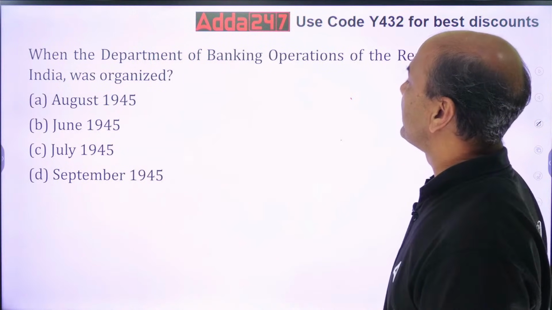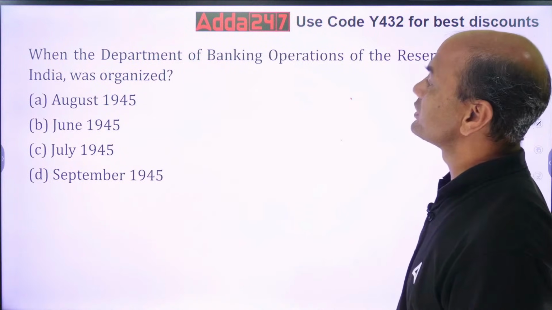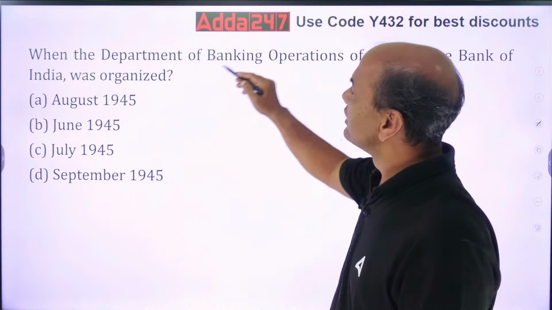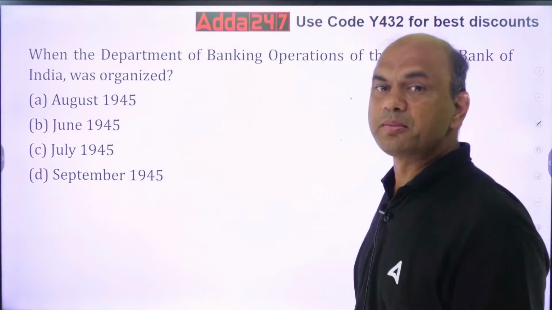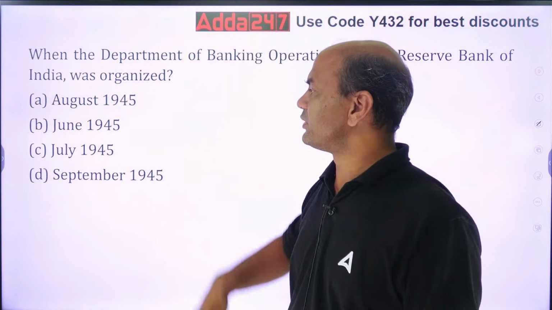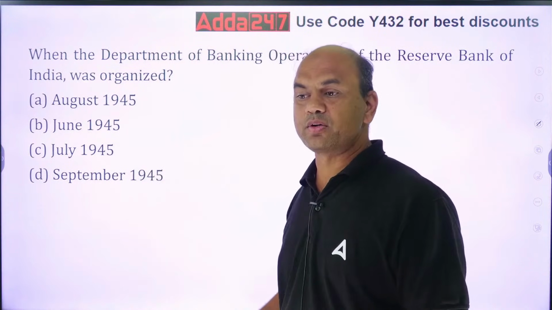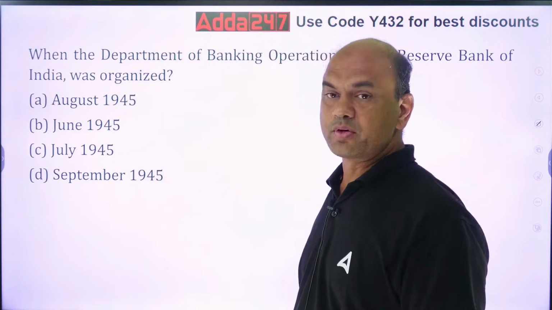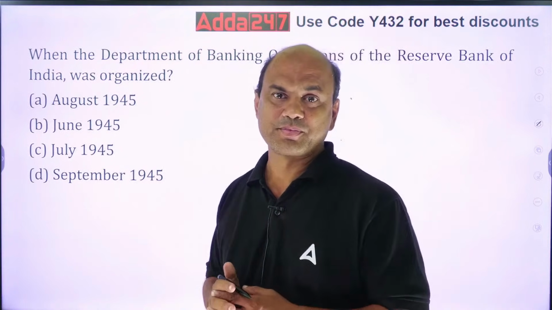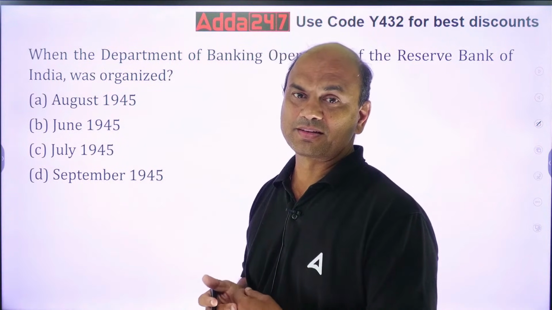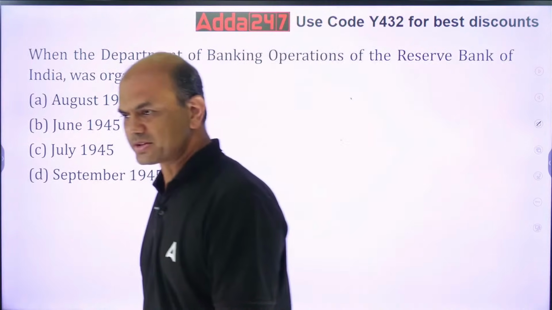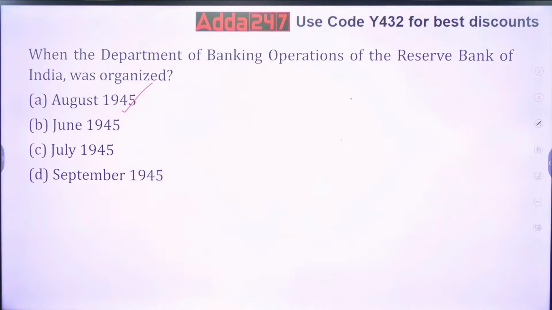When was the Department of Banking Operations of the Reserve Bank of India organized? Now see this, we want specifically DBOD, the Department of Banking Operations, or we call it DBO. When was this department formed? August 1945, June 1945, July 1945 or September 1945. Very nearby answers. So it was in August 1945.